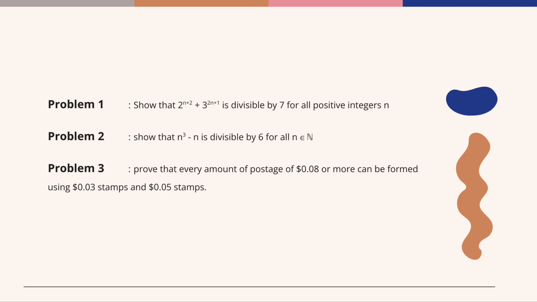For the first problem, you need to show that 2^(n+2) + 3^(2n+1) is divisible by 7 for all positive integers n. The second problem goes by the statement, and also the third one as well. I think the third one is a little bit more challenging, but you can try it out, because if you never try, you never know how challenging it is. You can screenshot or write down this problem on your paper and then just do it right away.